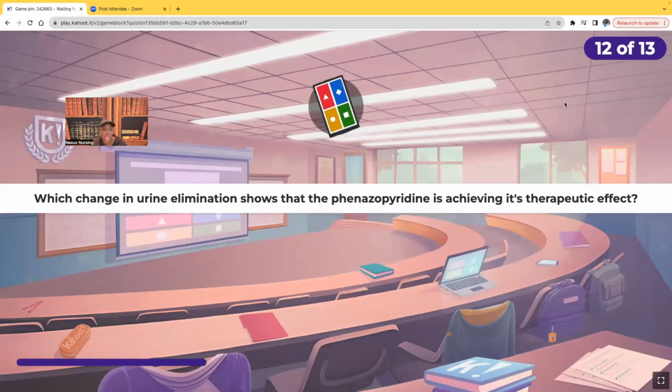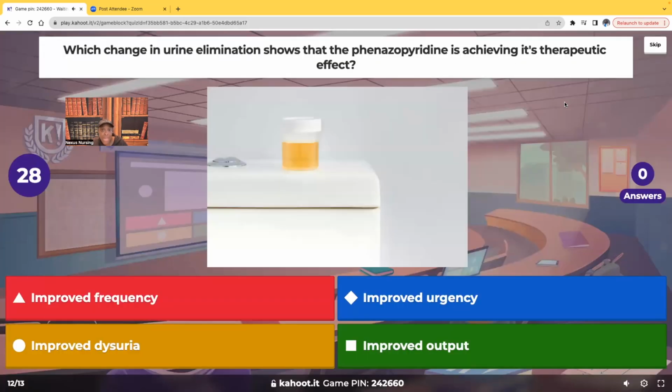So you're going to teach them to wear glasses for the duration of the time that they're taking this medication. All right, what change in urine elimination shows that this medication is achieving its therapeutic effect? So how do we know this medication is working? Is it because of improved frequency? Is it because of improved urgency? Is it because of improved dysuria? Or is it because of improved output? How would you know that this medication is working?